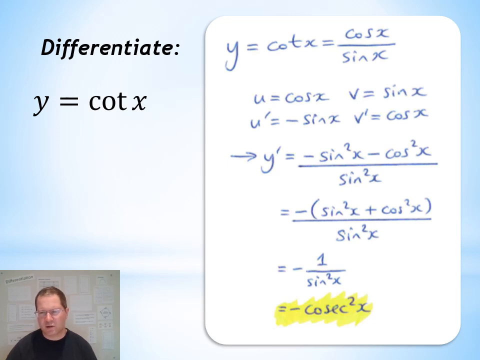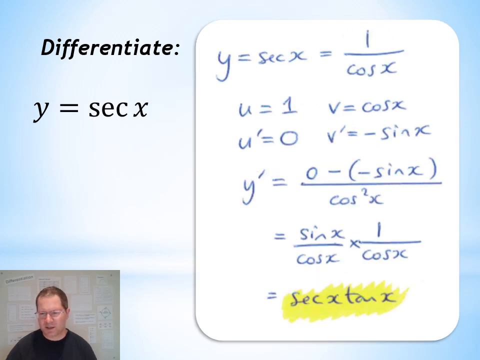So now our vu dash is minus sin squared x. Take away our uv dash, which is cos squared x. And if we factorize that, that's the same as saying minus 1 for the numerator. Our denominator is v squared, which is sine squared x. So dy by dx is minus 1 over sine squared x, which we rewrite as minus cosec squared x.